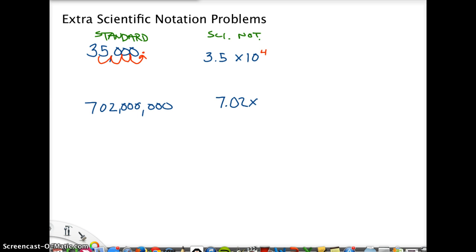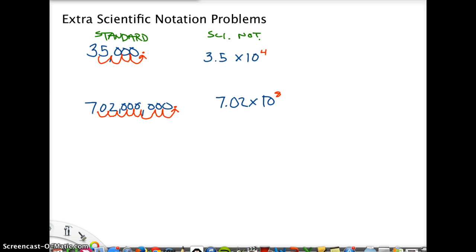I need to figure out what I'm going to multiply this by. I'm going to go right after the 7 and then see how many powers of 10, how many places I need to go till I get to the end. 1, 2, 3, 4, 5, 6, 7, 8. So it's going to be times 10 to the 8th. Right there, it looks like a weird backwards 6, times 10 to the 8th.